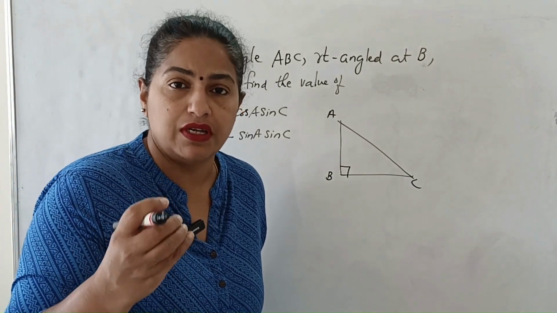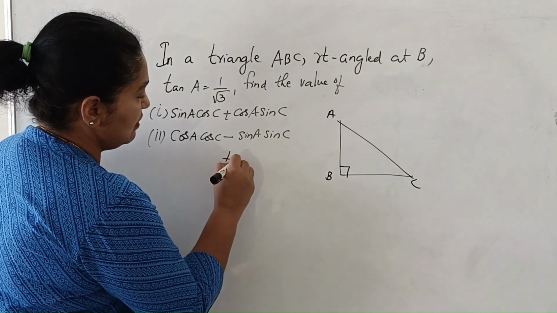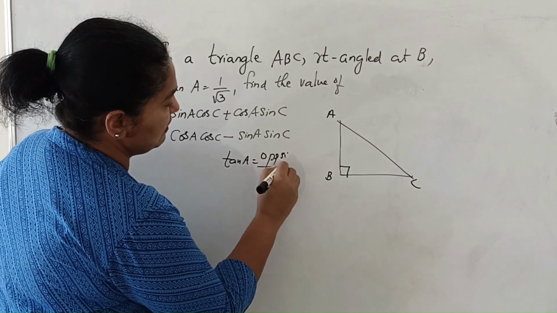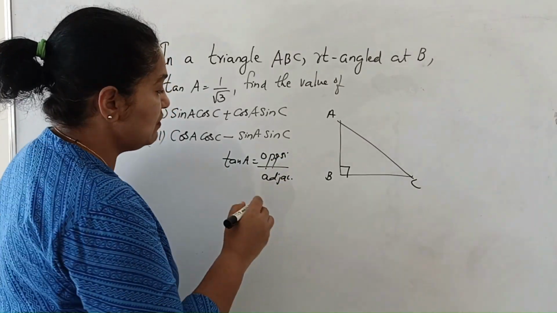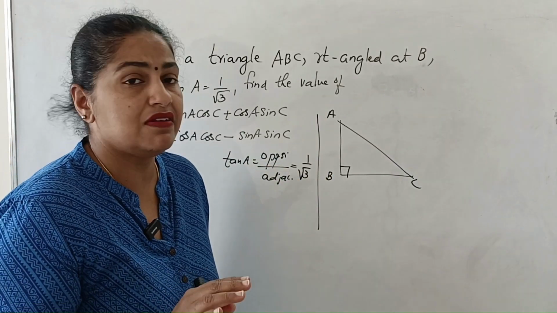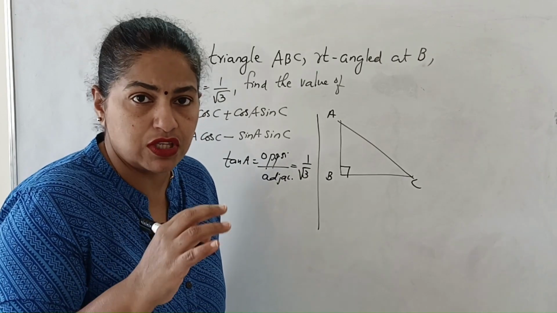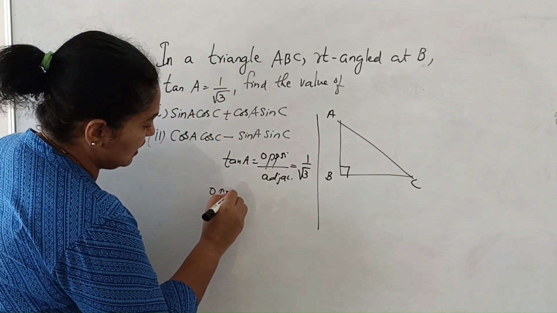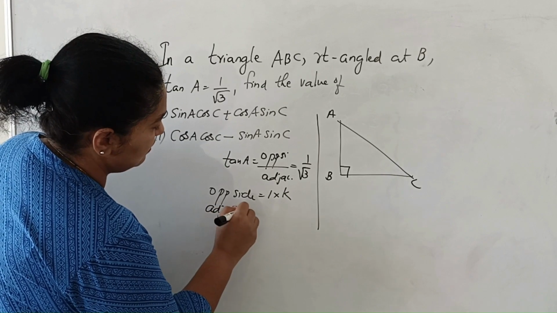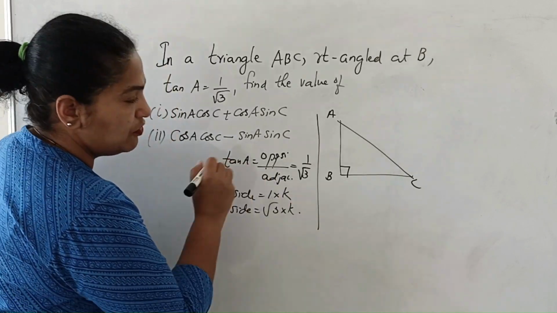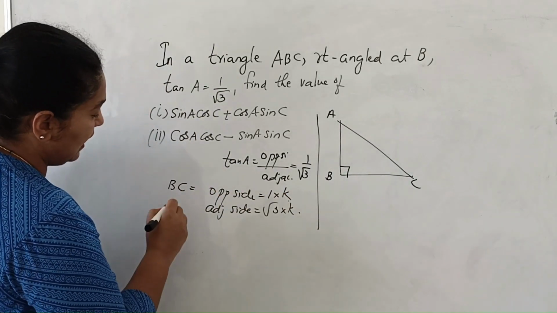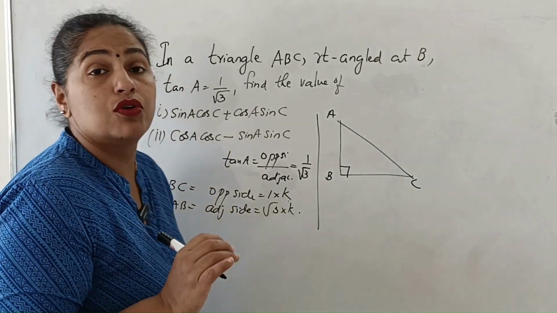Now we know from the definition of tan A is opposite side by adjacent side, which is basically sine A by cos A, actually speaking. Now this is given to be 1 by root 3. So what have I told you? Please do not take the absolute value. So opposite side is not 1 and adjacent side is not root 3. We will be representing opposite side as 1 into k and adjacent side as root 3 into k. So I have my opposite side, which is BC, is equal to 1 into k, and the adjacent side AB is equal to root 3 into k.